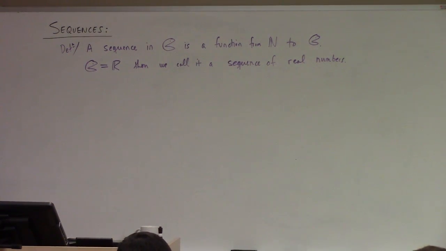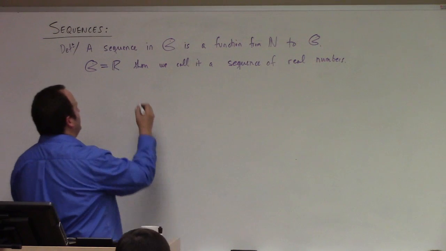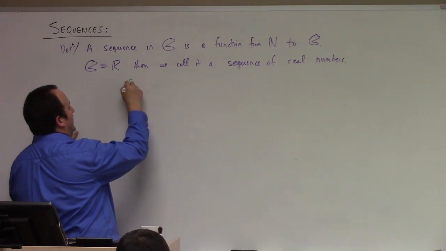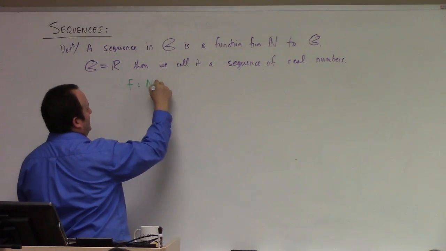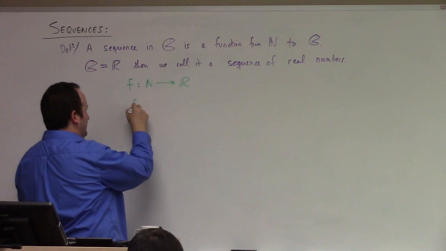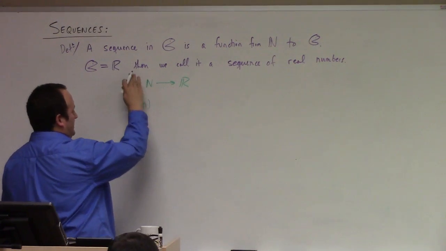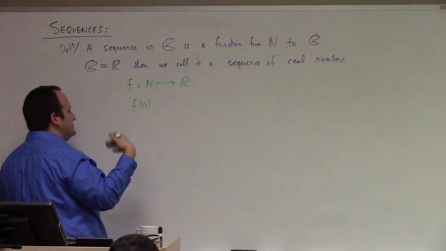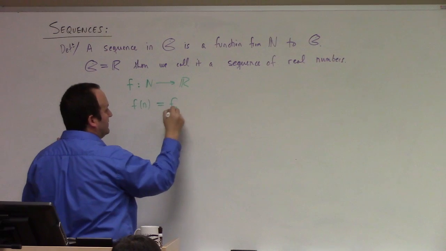So, there are different notations for this, right? One notation you could use would be f is a function from N to the reals. That would be a real sequence. But we don't usually do that. Instead of writing f of n, we typically write f sub n here.